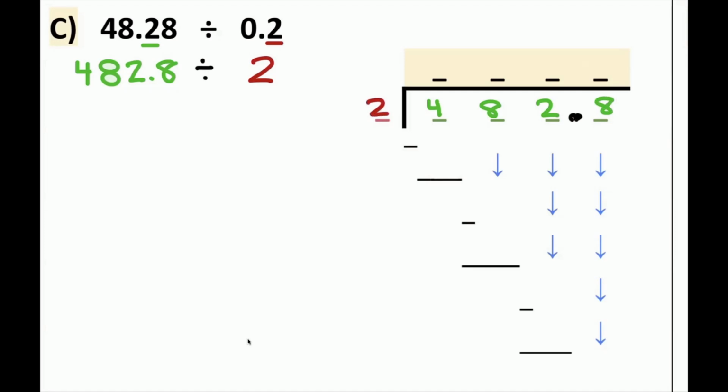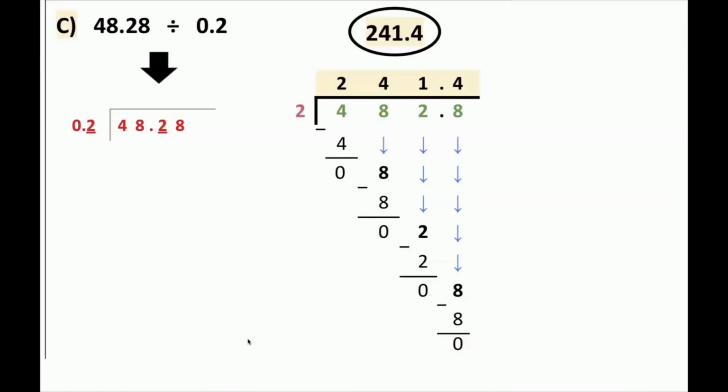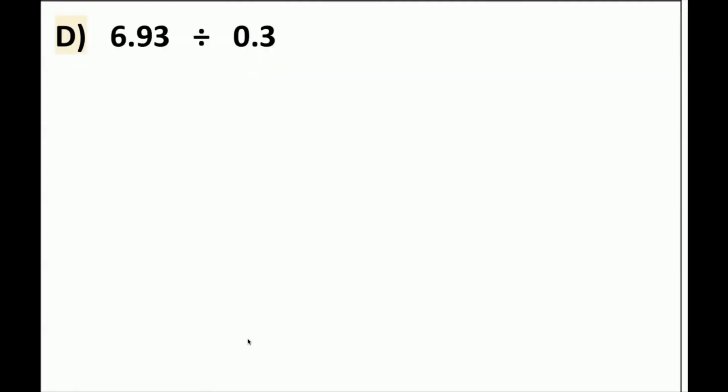Remember, your decimal that's inside the house, you put the decimal right on top as well, where the quotient will be. Go ahead and finish solving C, then come back to the video to check your work. Check your work for problem C, pause the video. You'll notice in problem D, the house isn't set up for you.